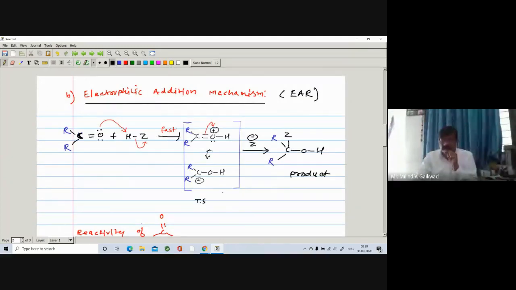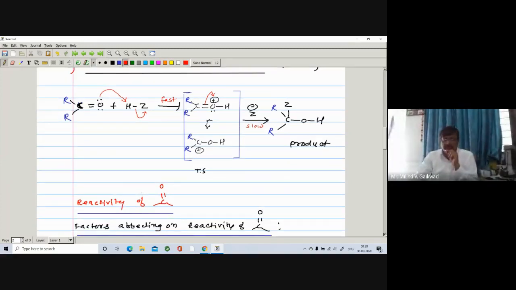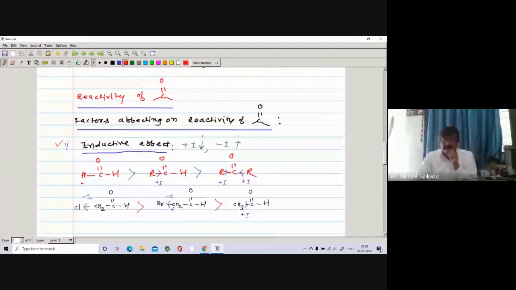In the electrophilic addition reaction, the electrophile H positive attacks first. There is a formation of transition state, and then there is the attack of the nucleophile, and the formation of product. So the first step is a fast step, and the second step is the slow step, right? And we have seen how the factors affect the reactivity, that is the inductive effect. If there is a plus effect, the reactivity decreases. If there is a minus effect, the reactivity increases.